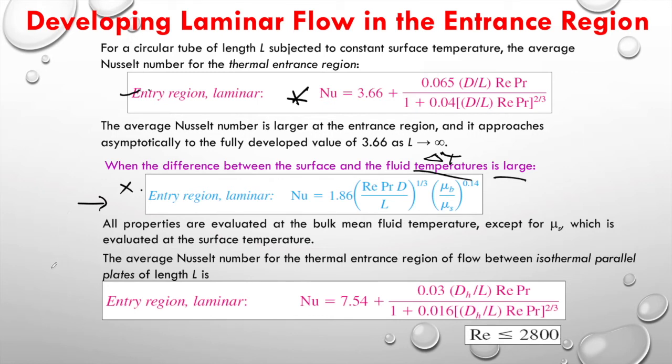The average Nusselt number for the thermal entrance region of flow between isothermal parallel plates is totally out of question here. If there are two parallel plates with the fluid in the middle, you can use that equation to find the Nusselt number. For the cylinder, we focus on these two forms of equation. So if this question falls under developing laminar flow, the suitable equation is this.